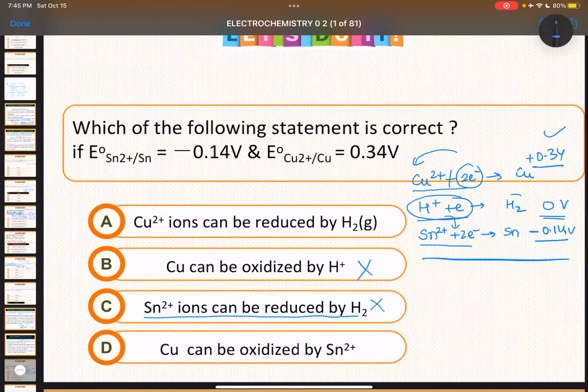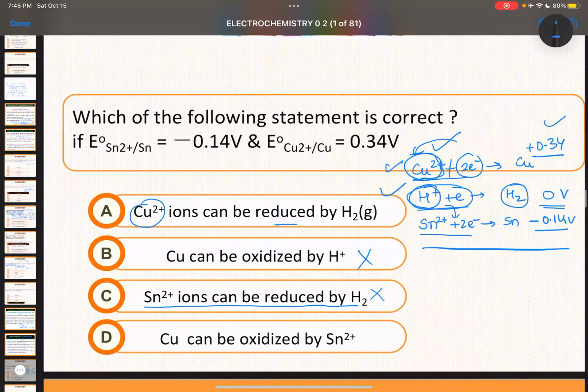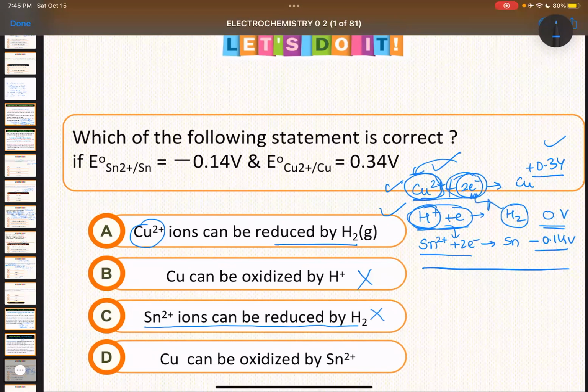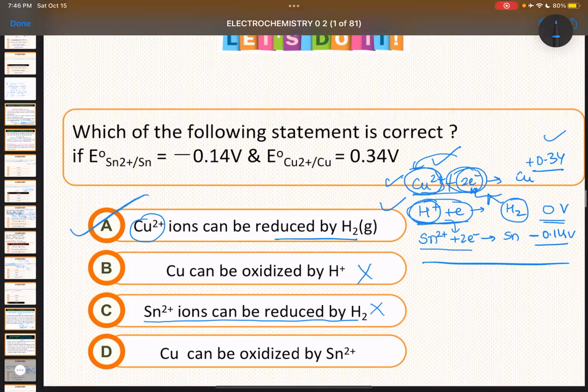Copper ion can be reduced by hydrogen. So hydrogen gas and the copper ions you have taken. Who has more tendency to accept electrons? It is the copper ions. So copper ions can be reduced by hydrogen gas. Copper ions will accept electrons more desperately than H plus ions. So what is going to happen? The copper is going to take the electron from the H2 and convert it to H plus. So the above reaction can happen easily, so this is correct.